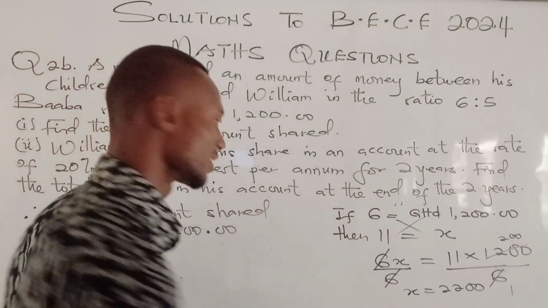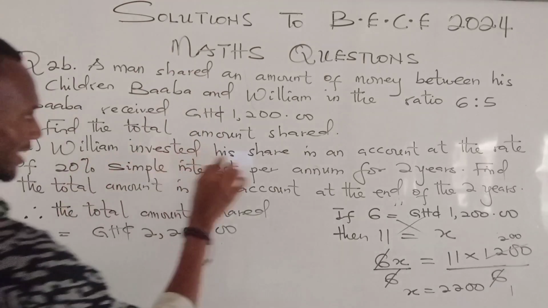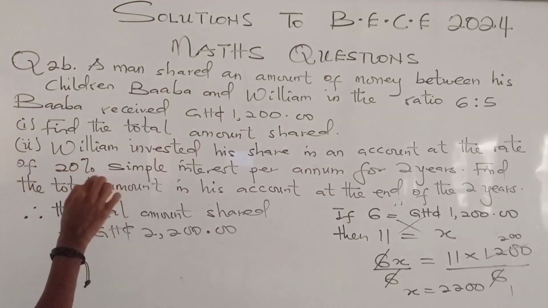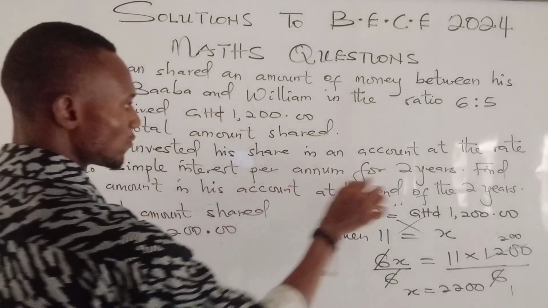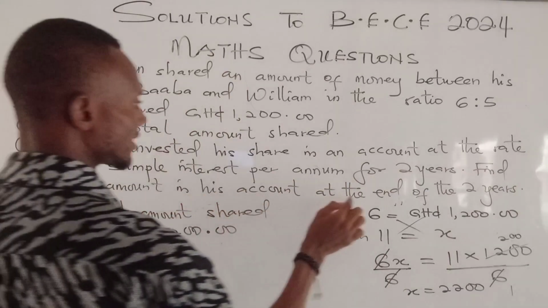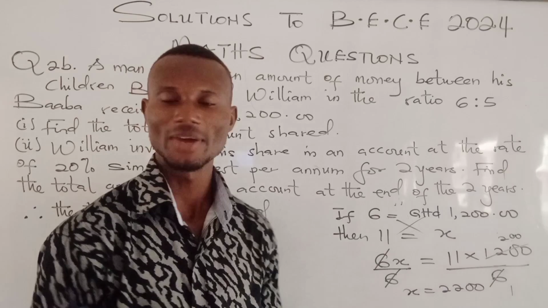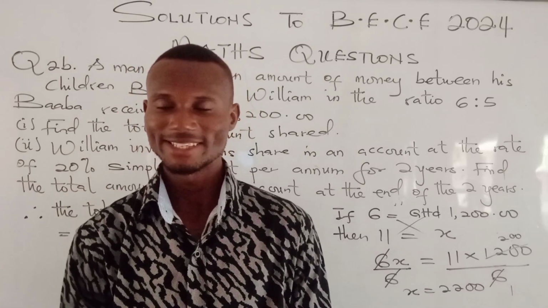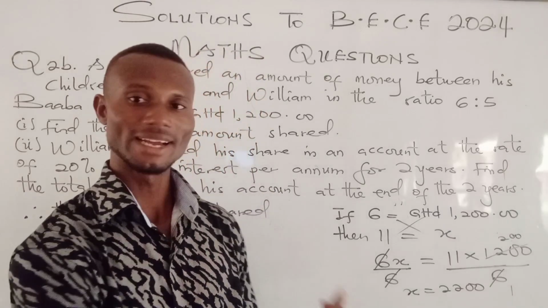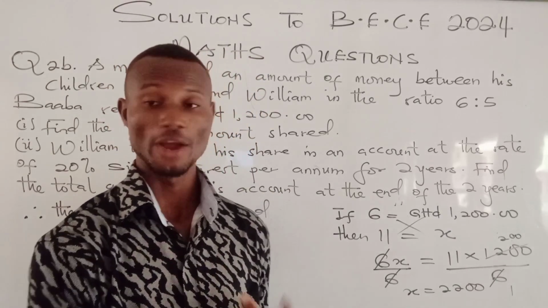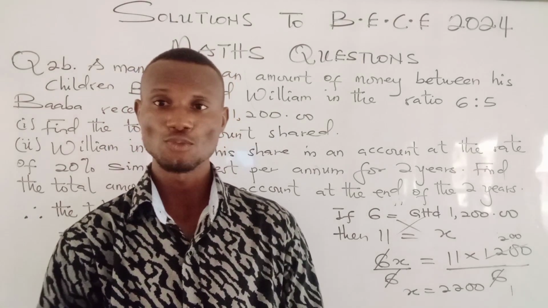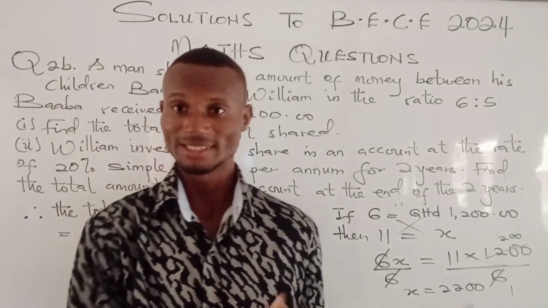I'm going to read it one more time. It says that William invested his share in an account at the rate of 20% simple interest per annum for 2 years. Find the total amount in his account at the end of the 2 years. Now the question is saying that William invested his share. Before we can proceed and answer the II part of the question, which is a question on simple interest, the question says that William invested his share.